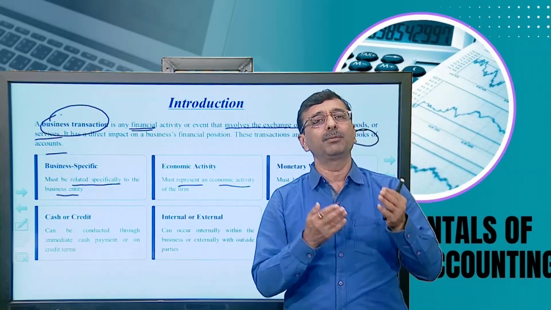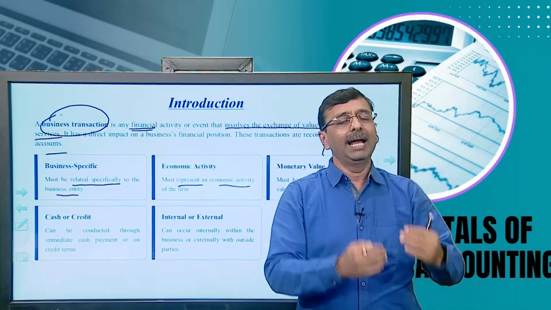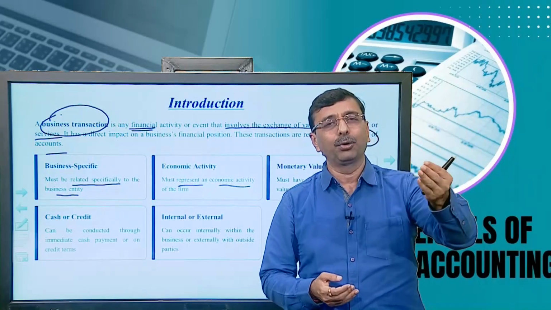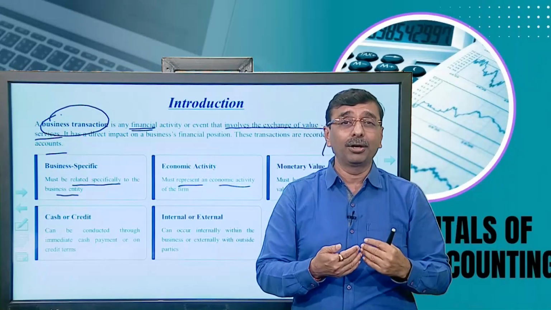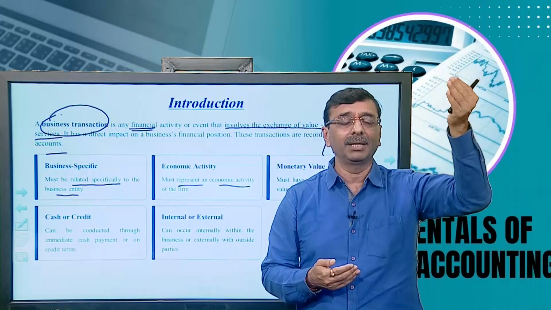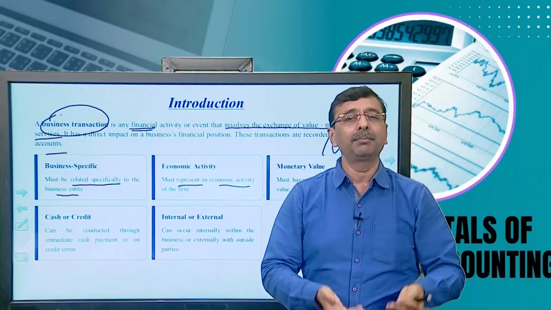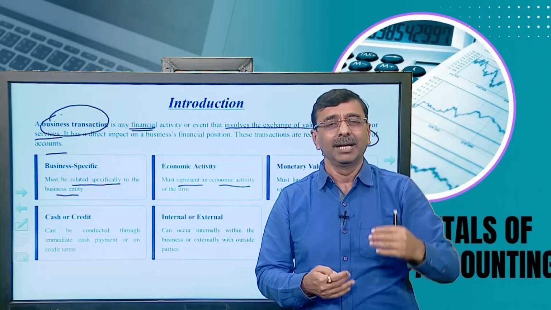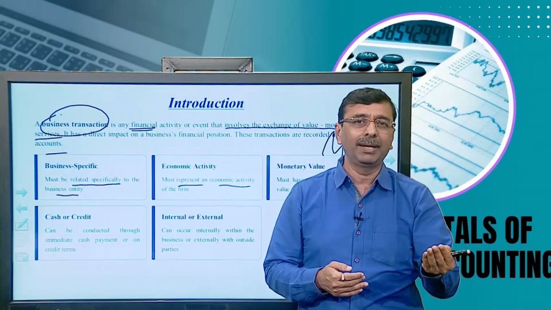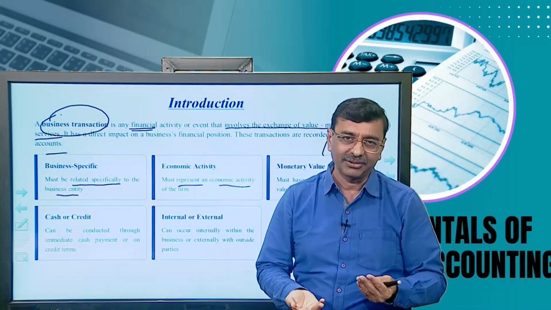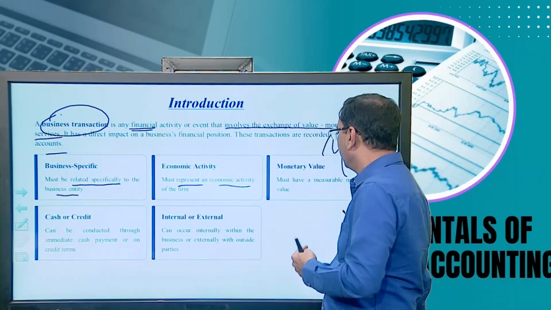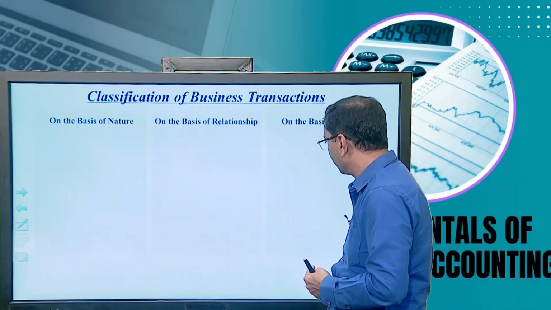External means if I appoint an employee and pay salary to the employee, it would be considered external. Suppose I take a building on rent and pay rent to a third party, it's considered external. If I purchase goods from vendors and pay the amount to the vendors against the goods, it's considered external. So internal and external are also important.